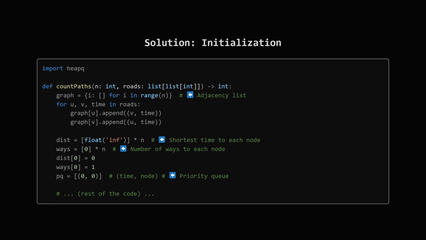PQ is a priority queue that stores tuples of (time, node). It helps us efficiently pick the node with the currently shortest known travel time. We initialize it with (0, 0), representing the starting node with a travel time of 0.